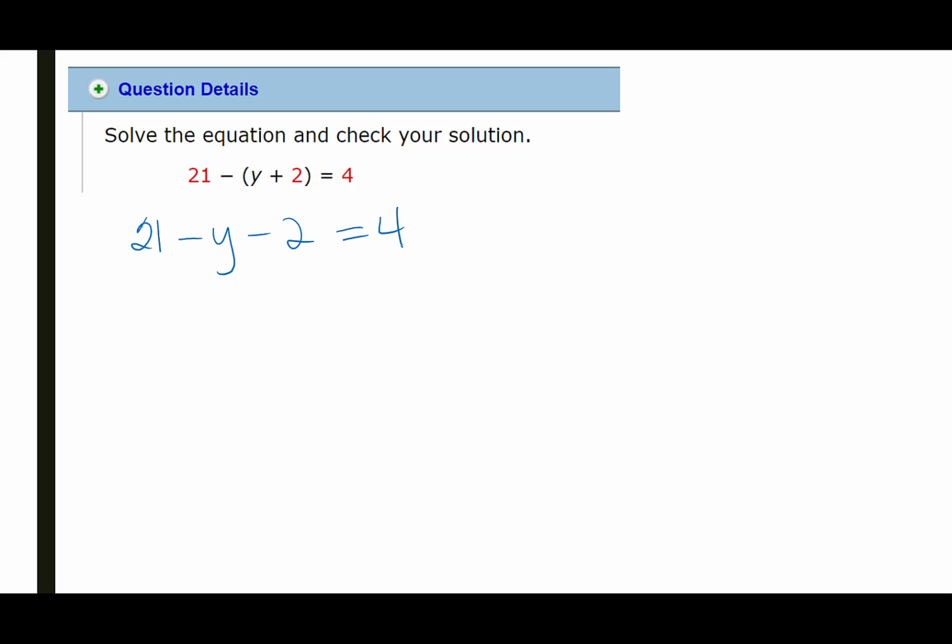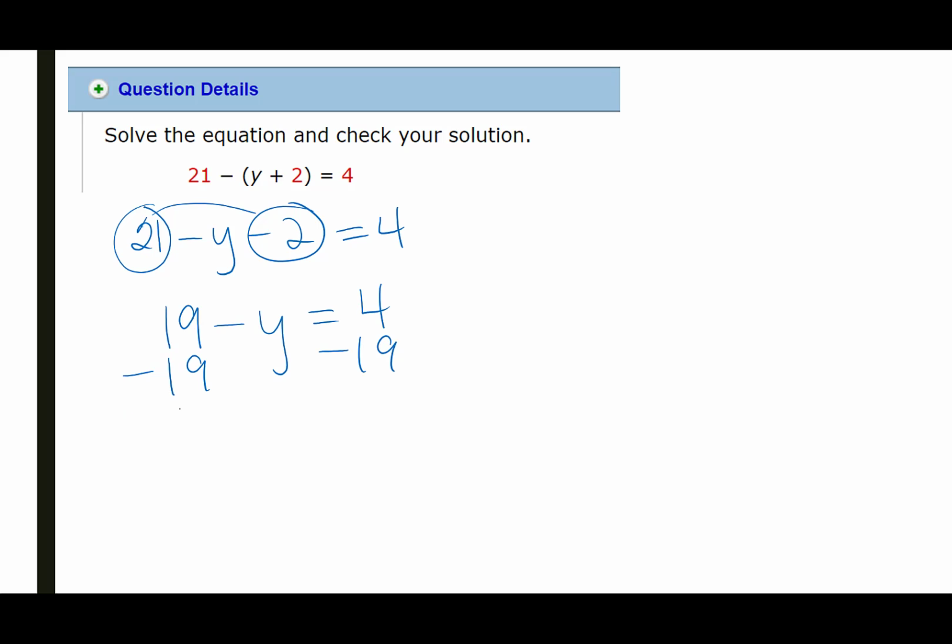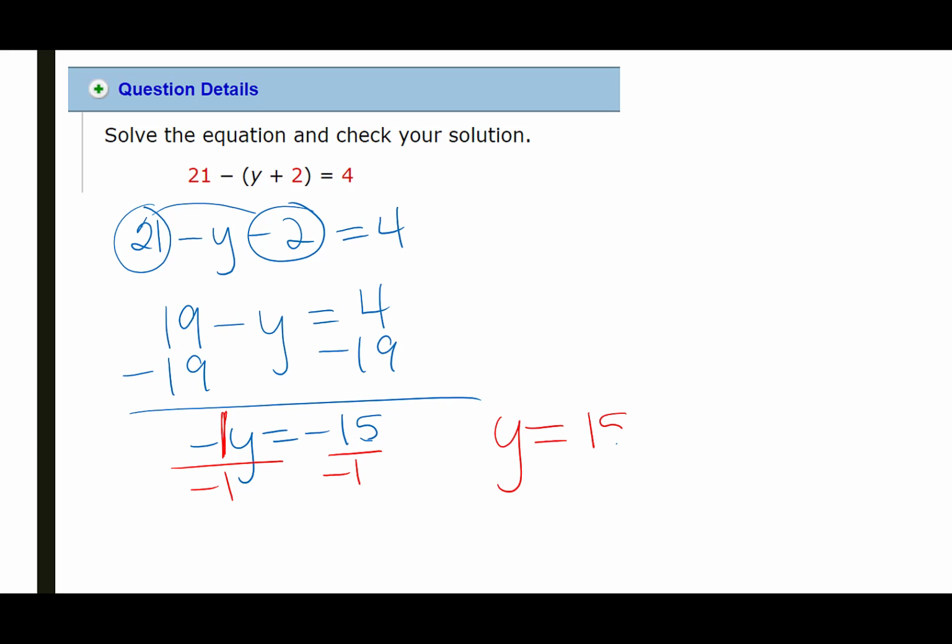This problem requires you to collect like terms first. 21 and -2 can be combined together to a positive 19. Minus y equals 4. Next, we subtract 19 from both sides. -y equals -15. We can't leave our answer like this. We need to know the value for a positive y. So remember, when you can't see a coefficient, there's really a 1 there in front of the y, so we can divide both sides by -1 to get y equals 15.